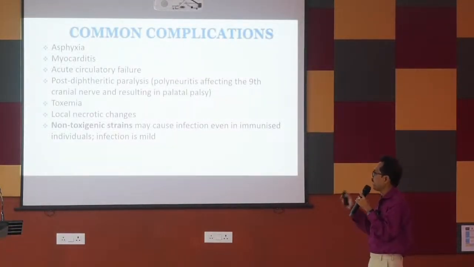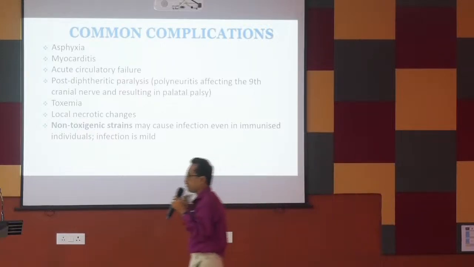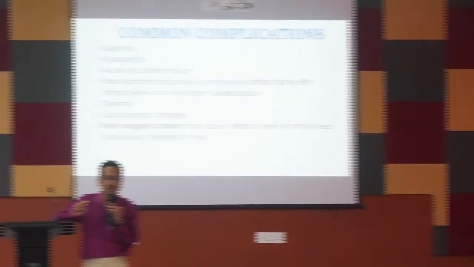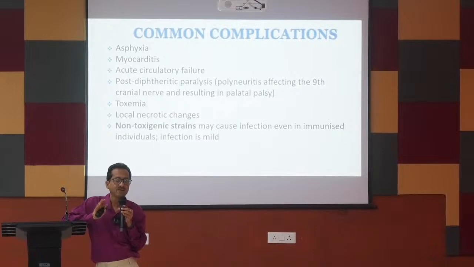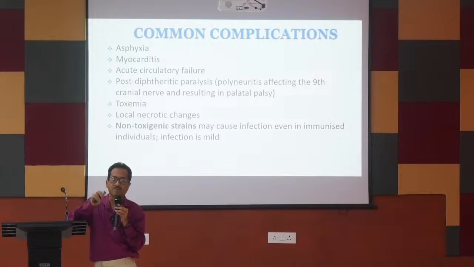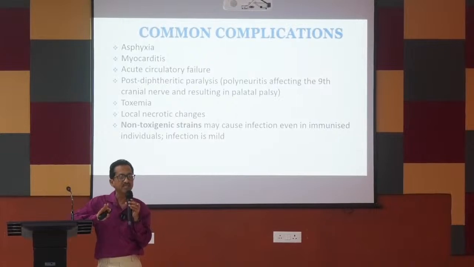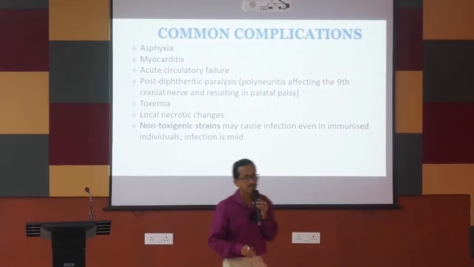Common complications: there may be asphyxia, myocarditis, acute circulatory failure, post-diphtheritic paralysis, and polyneuritis can occur involving the cranial nerve, local necrotic changes, non-toxigenic strain. Here are two MCQs I have intentionally not given answers to. What is the first muscle involved in Corynebacterium diphtheriae? That is diphtheria, the ninth cranial nerve is involved. The muscle which is first involved in diphtheria is palatopharyngeus. Palatopharyngeus is the first muscle that is involved in diphtheria.